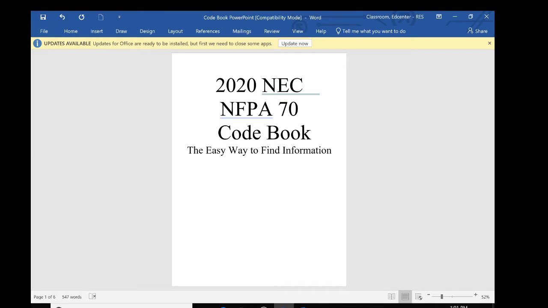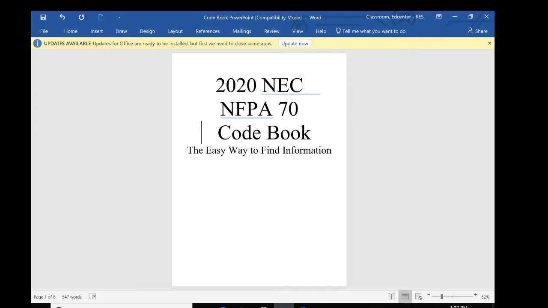So electrical is 70, and they have many of them for plumbing, for AC, for different types of fire protection, for several things like that. But anyway, we're number 70, so it's NFPA 70, and in our book you'll see every page has 70 dash something that's actually a page number, but all the pages say 70. So if I say page 200, it's going to be 70-200 or whatever. And this is the easy way to find information in the code book.